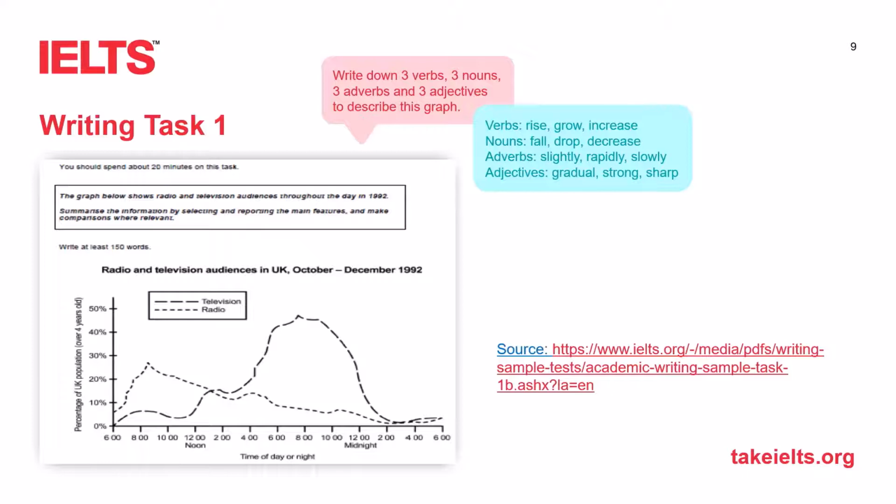And remember, for all of these, you've got twice the value. So although you've got the verb rise, you can also have a rise, a noun. You've got the verb grow, but you can have a growth. For the adverbs, obviously slightly can become an adjective, slight, and equally the adjectives like gradual can become adverbs by adding ly, gradually. So you've got quite a lot of vocabulary there already.